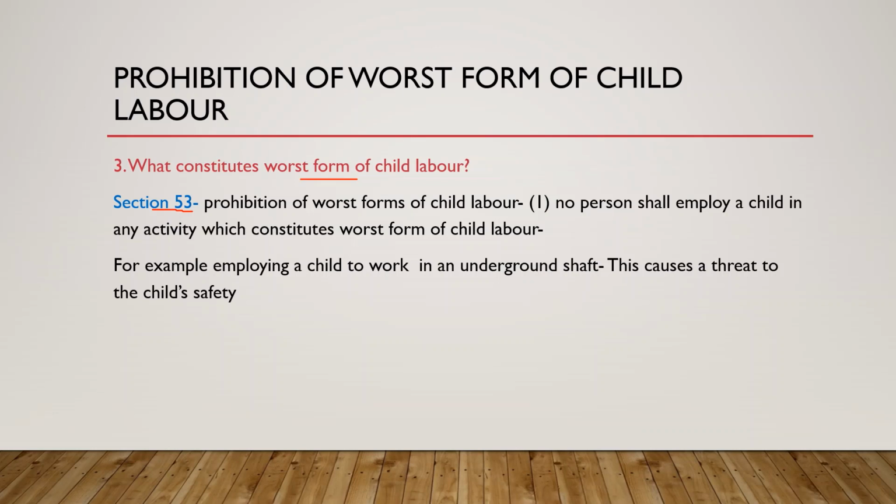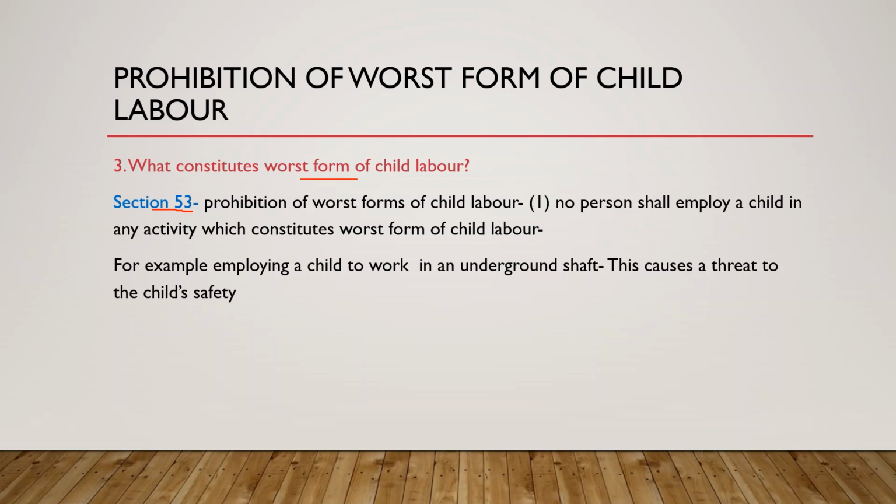Remember that any employer who employs a child under worst forms of child labor will be held liable for that sort of employment given to a child. Up to this point, you might be wondering, what does worst form of child labor mean, and what constitutes it? An example would be employing a child to work in an open cast mine. The child is underground removing minerals.